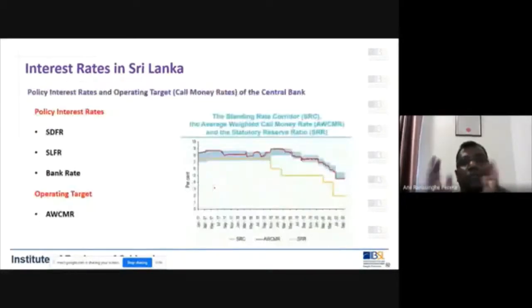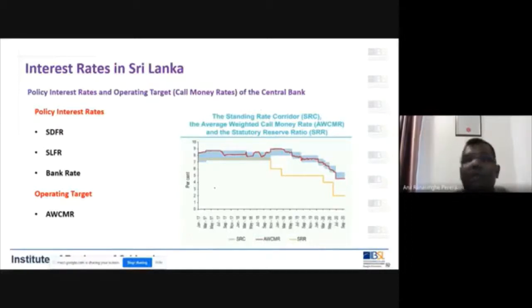Now, I want to make a stop here because I have an assignment for you before we discuss this part. We can't ignore this part as well, because in the exam we have questions related to these interest rates, their levels, their definitions, how they work, and what their importance is.